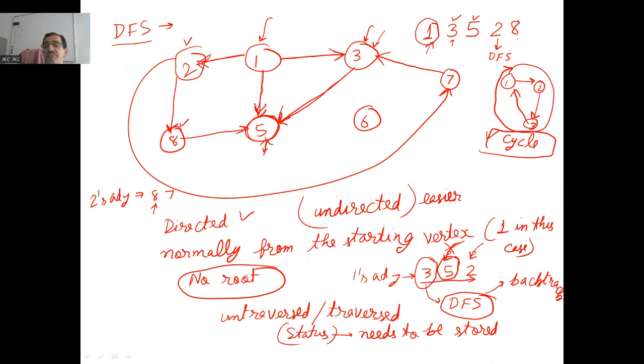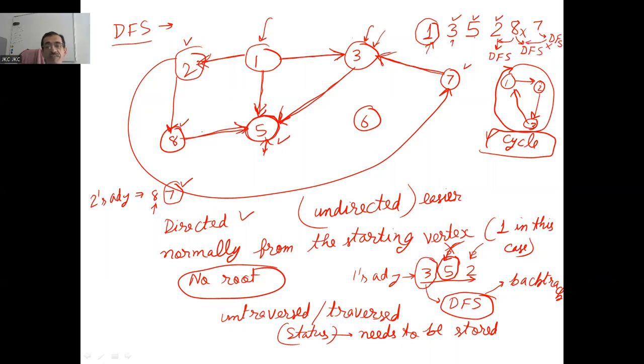After 8, now DFS on 8 will be applied. 8 says I have an outgoing edge to 5 only. 5 is already traversed, so nothing is to be done. Resume back to 2. 2 has adjacent 7 still untraversed, so 7 will be traversed. 7 comes here, and then DFS is applied on 7. 7 has an outgoing edge towards 3. 3 is already traversed, and I am supposed to go towards untraversed nodes only. So DFS is over. Over means go back and resume.